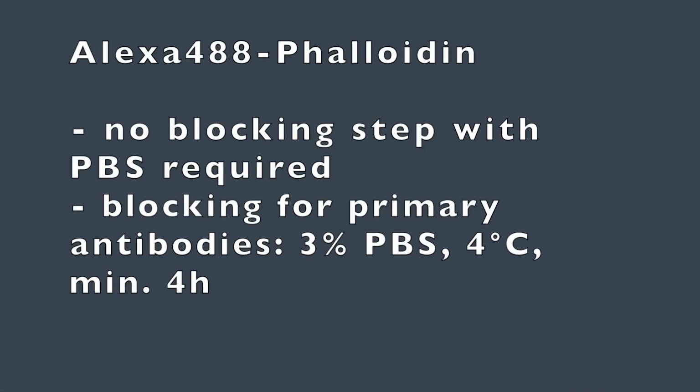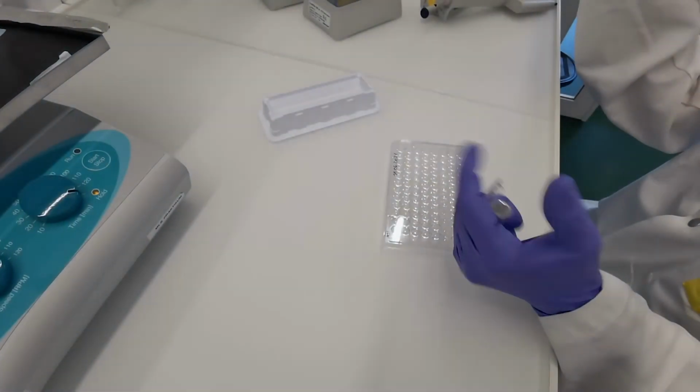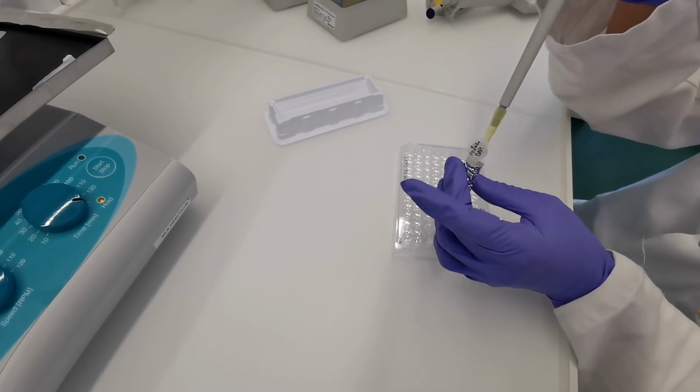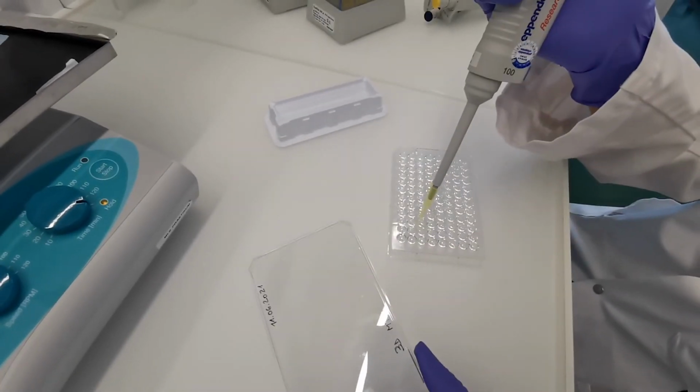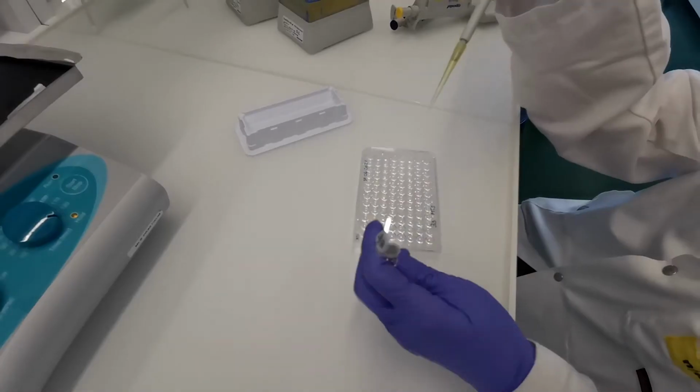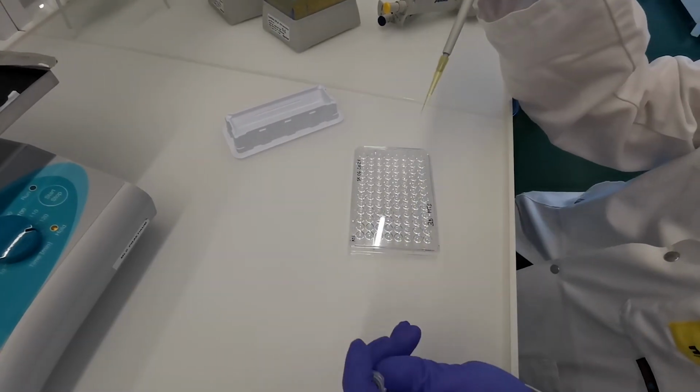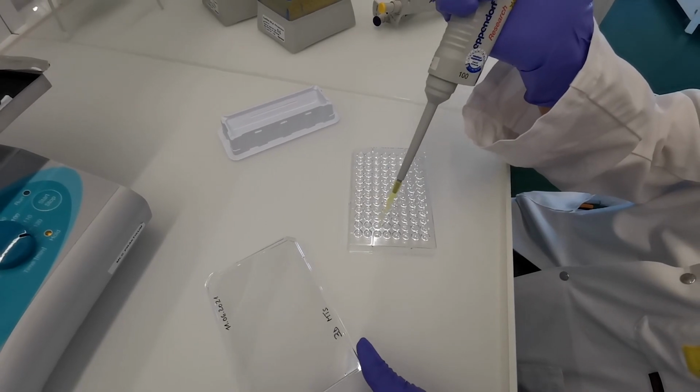As mentioned before, today we are using Alexa 488 phalloidin, in which a blocking step is not required. However, when using a primary antibody combined with secondary antibody, a blocking step is required, and typically we will use 3% BSA and also block for 4 hours or overnight at 4 degrees C. The mixture of Alexa 488 phalloidin and DAPI are prepared at the appropriate dilutions in 1x PBS. These can then be pipetted into the wells.